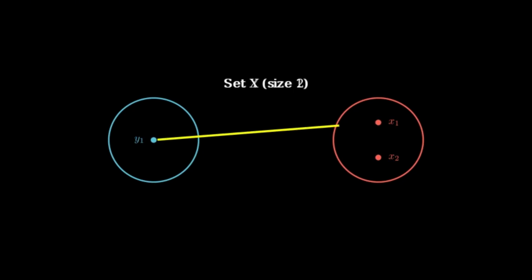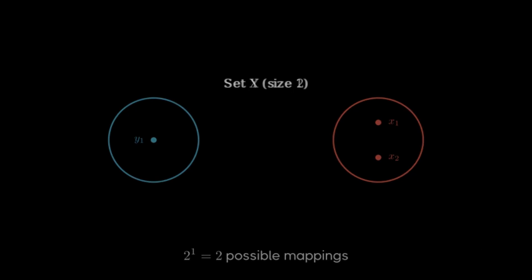The first possible function maps y sub 1 to x sub 1. Since there's only 1 element in y, we just need to decide where to map it. The second possible function maps y sub 1 to x sub 2. These are the only 2 possibilities. In total, there are 2 to the power of 1, which equals 2 possible functions. This makes sense because we have 1 element in y, and for that element, we have 2 possible choices from set x. Now let's consider something more interesting.